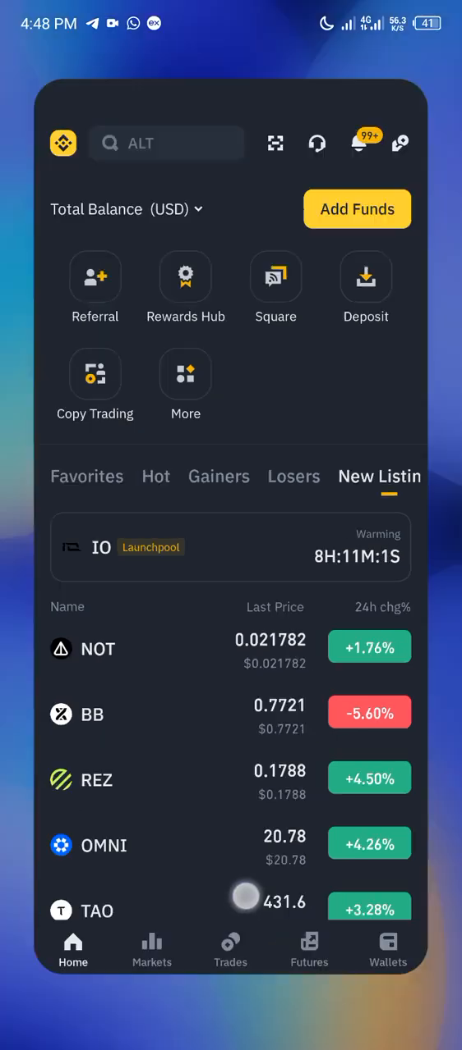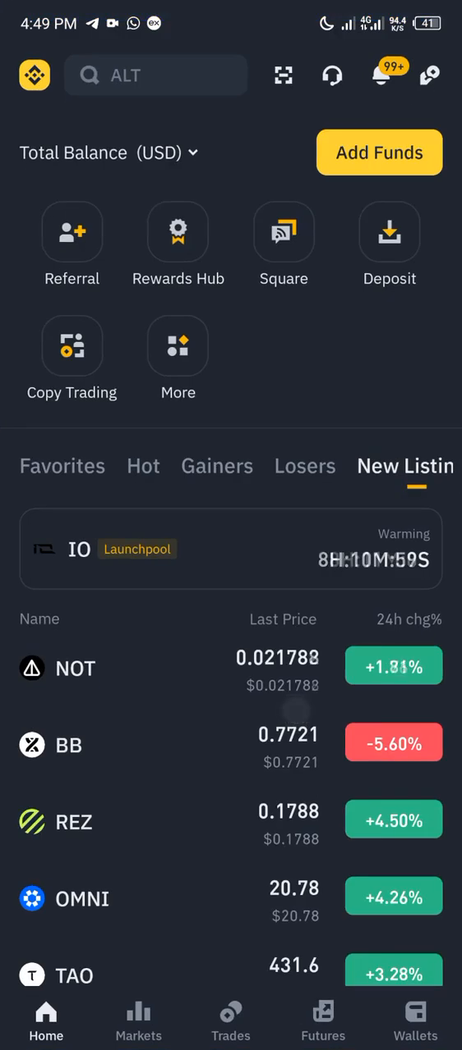As you can see, I'm using Binance to trade. This is the platform I'm using. You can trade it on different platforms, even Bybit and OKX.